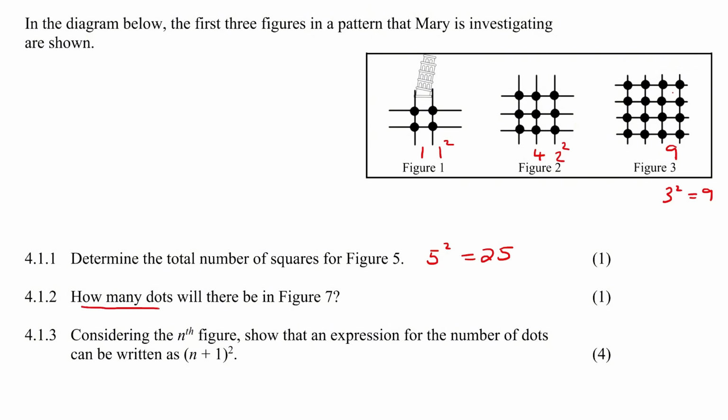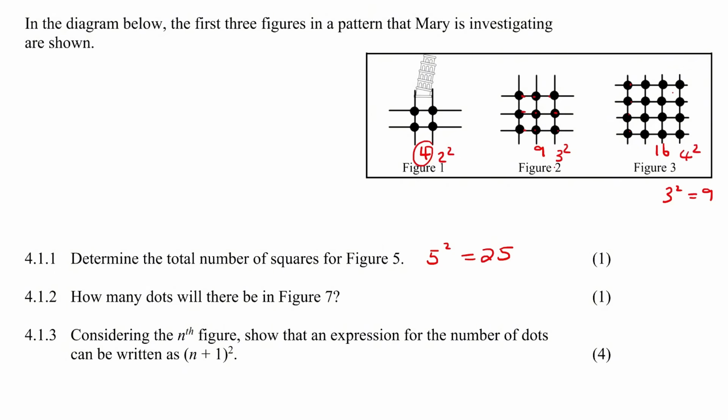Now it says how many dots will there be in figure 7. Okay, so now we're going to go look at the dots and see what the formula is. So here we've got 4 dots. Here we've got 1, 2, 3, 4, 5, 6, 7, 8, 9 dots. Here we've got 1, 2, 3, 4, 8, 12, 16 dots. Okay, so this is the same as 2 to the power of 2. This is the same as 3 to the power of 2. And this is the same as 4 to the power of 2.